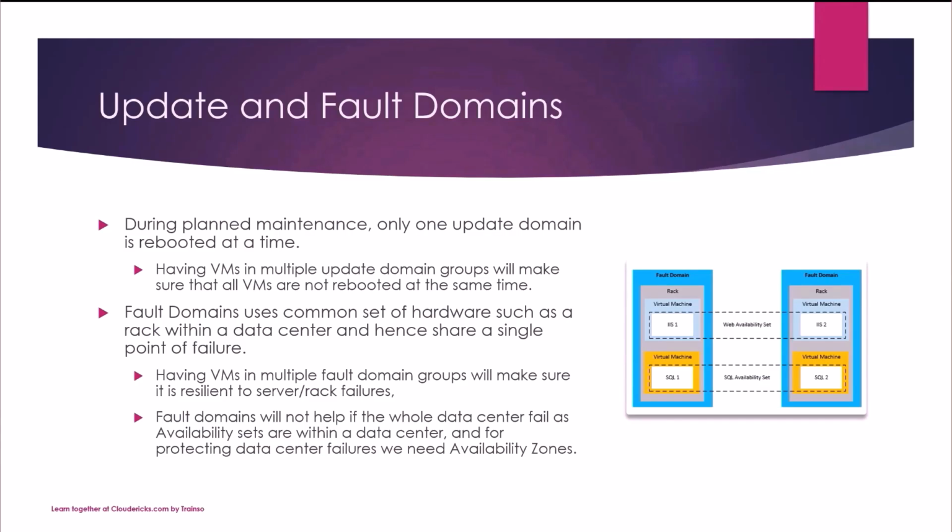Fault domains use a common set of hardware such as a rack within a data center and hence share a single point of failure. Having VMs in multiple fault domain groups will make sure it is resilient to server or rack failures. Fault domains will not help if the whole data center fails, as availability sets are within a data center. For getting protection from data center failures, we need availability zones.